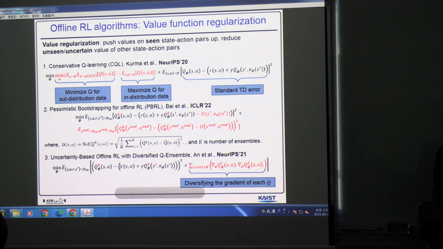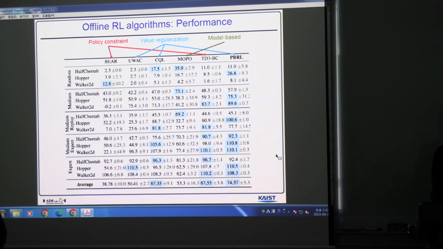And another method is very simple. They also use the ensemble, but during the optimization of the Q value, they try to make the gradients among the Q values as diverse as possible. Okay, and here is some performance.